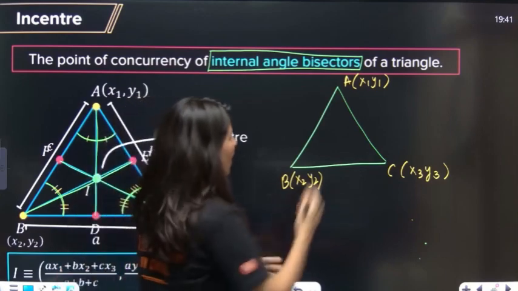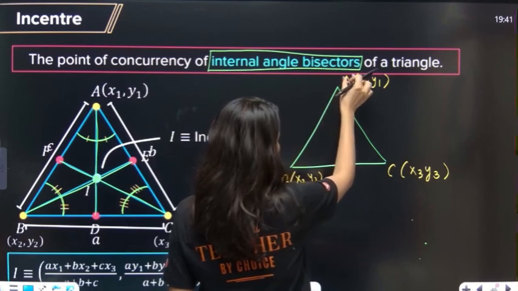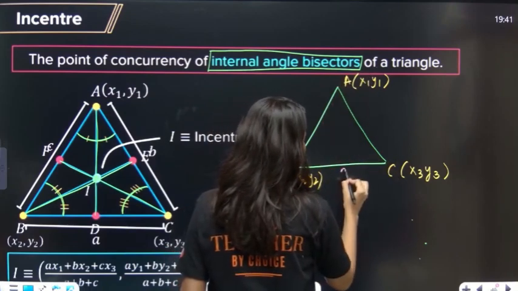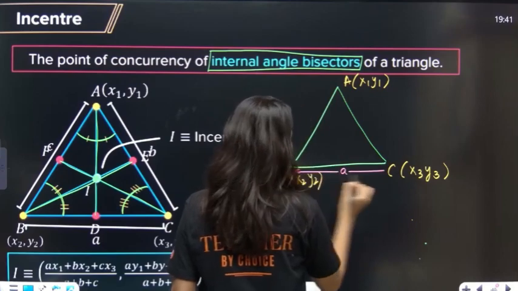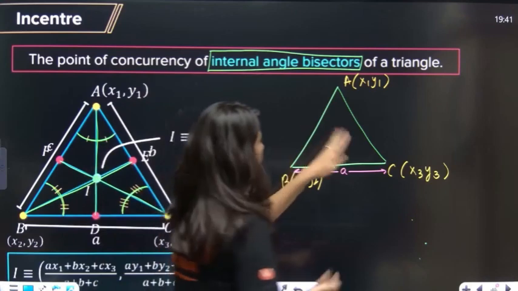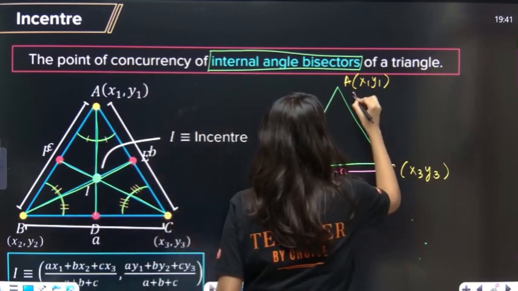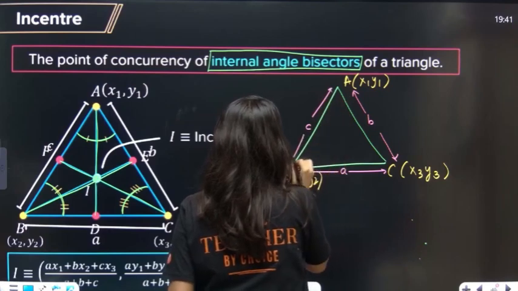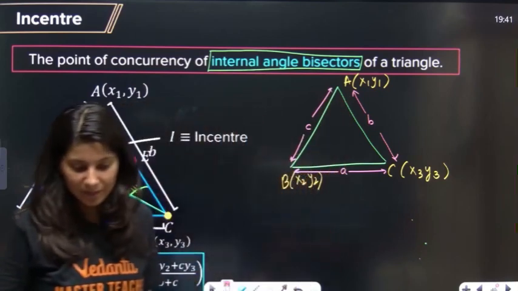So now this is your A. Opposite to capital A, you have this side BC, which is denoted by small a. This is the standard notation. Opposite to capital A, we have small a. Opposite to capital B, we have small b. Opposite to capital C, we have small c.